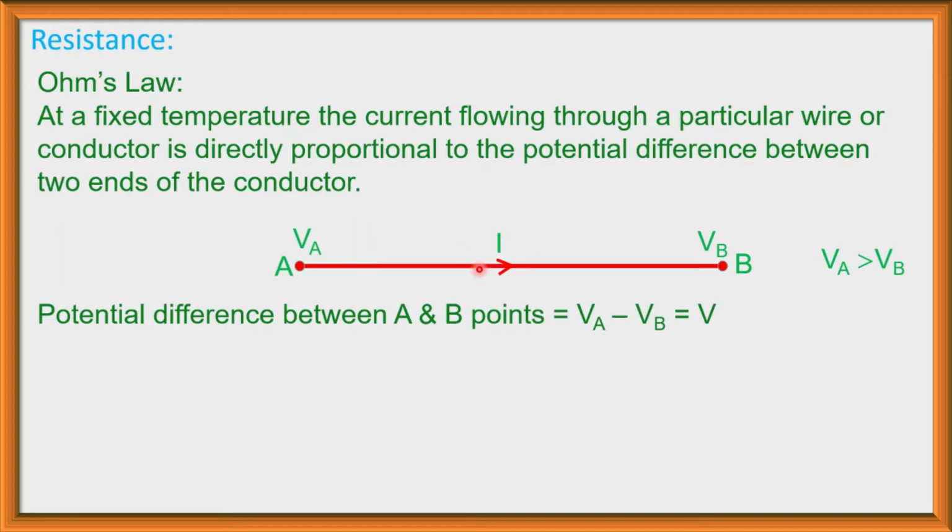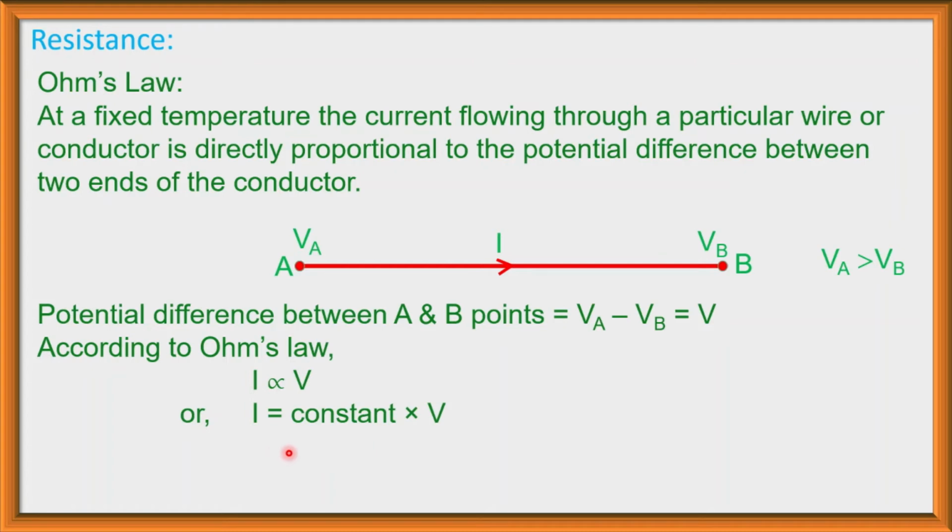So I is the current flow through this conductor and V is the potential difference between two ends of this conductor. Now according to Ohm's law, electric current I is proportional to potential difference between two ends of the conductor. So I is proportional to V because V is the potential difference between point A and point B.